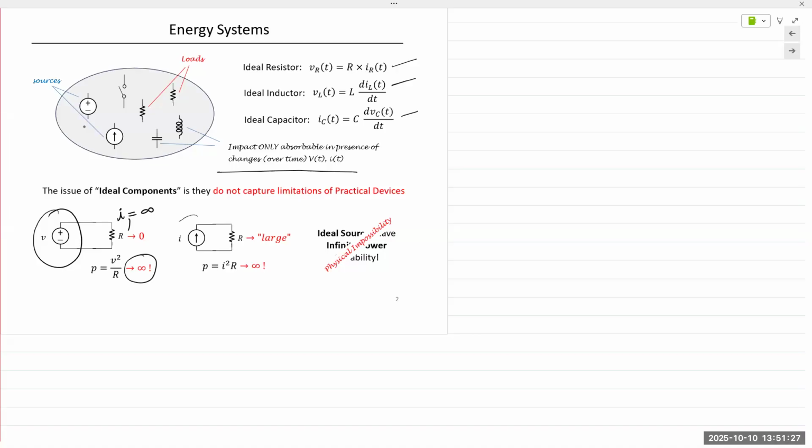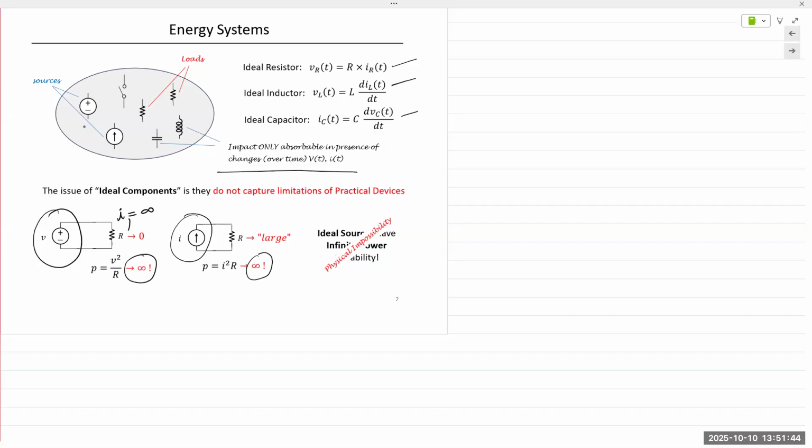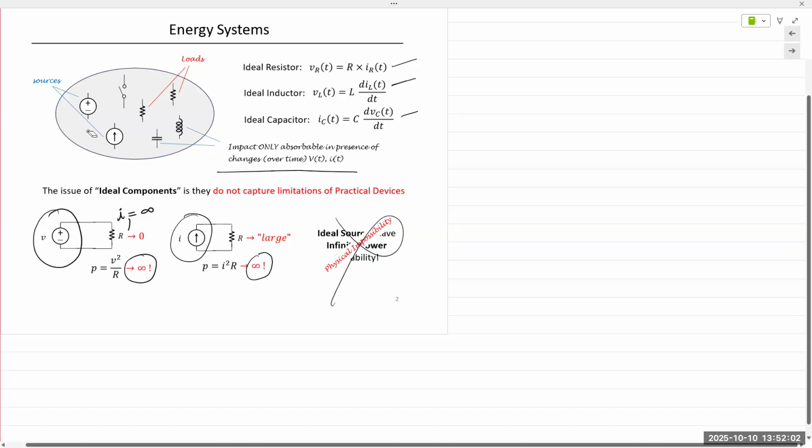Same thing with a current source. A current source is said to have infinite resistance. Terminals are open. But if terminals are open, that means the voltage, sorry, that means the power is infinite. So if you have ideal sources, we cannot model them in real life. We cannot just use them as is. We have to apply our practical considerations. So ideal sources do not have infinite power capability. Not possible. That's what it means there.